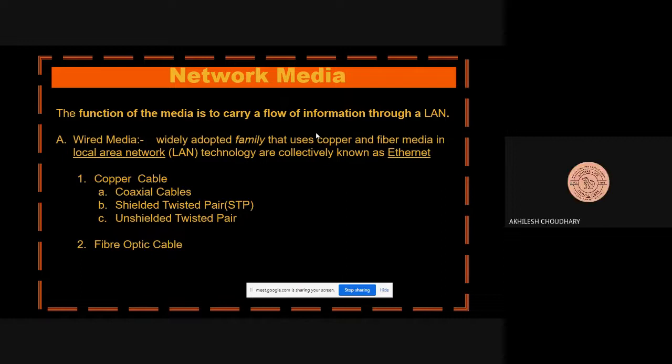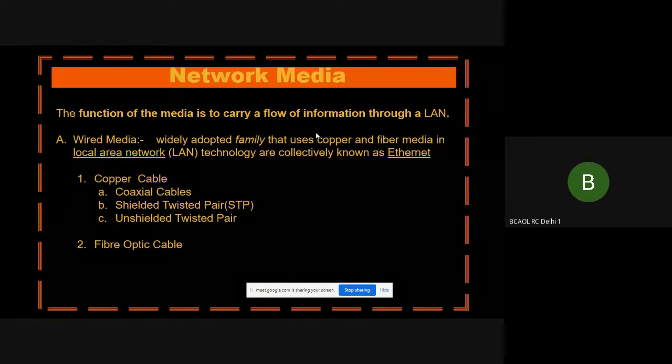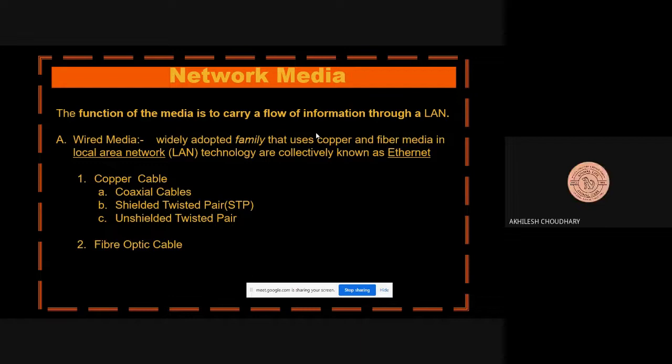Right. So wired media is a widely adopted family that uses copper and fiber media in local area networks. Basically, they are collectively known as Ethernet. So in wired media, there are copper cable and fiber optic cable, two kinds of cable. When you connect from one PC to the other, either you have copper cable or you have fiber optic cable, and both of them collectively are known as Ethernet, in the local area network.